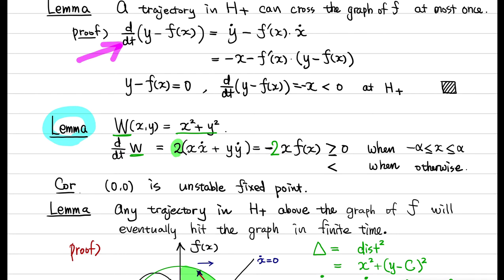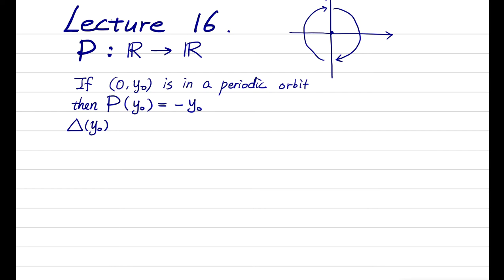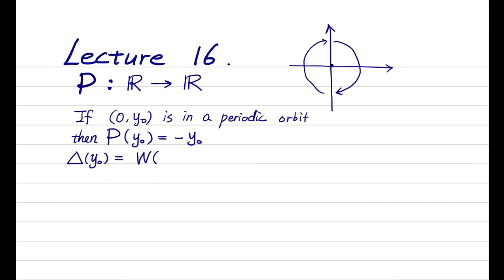Big W was the distance from the origin, and the derivative of that big W has this simple form, minus 2 times x times f of x. So let's define this delta of y naught to be the difference of this big W value along the orbit from when the orbit moves from point y naught to its corresponding point after the Poincare map. So maybe from this picture, if the starting point is 0, comma y naught, then this ending point will be 0, comma p of y naught.